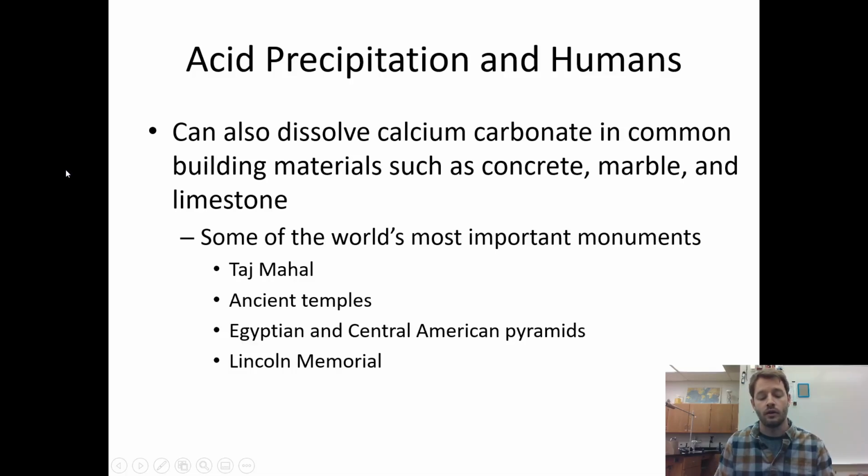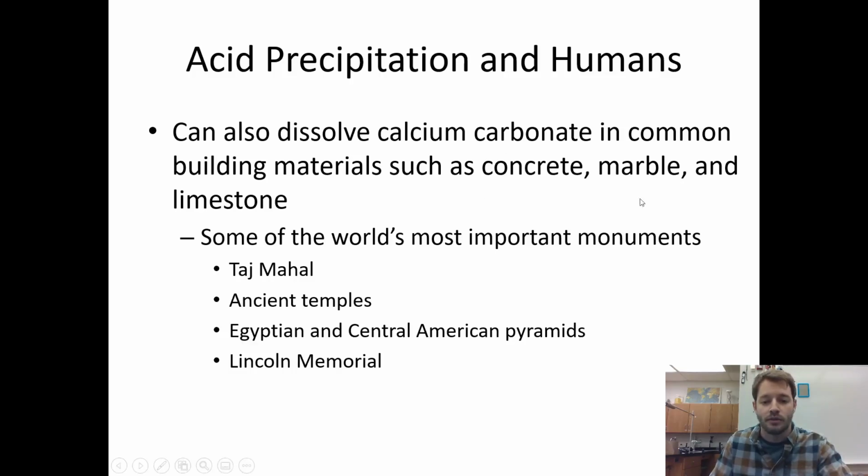Additionally, a lot of our buildings and sometimes statues are made of materials that don't hold up well with acid precipitation. So concrete, marble, limestone, all three of these things contain minerals that dissolve in acid, mainly calcium carbonate. So since calcium carbonate is present in concrete, marble, and limestone, when it rains over time, if that pH is too low, that acid will react and it will break down that material.